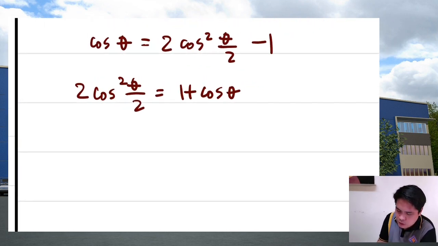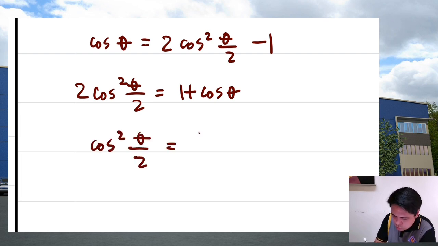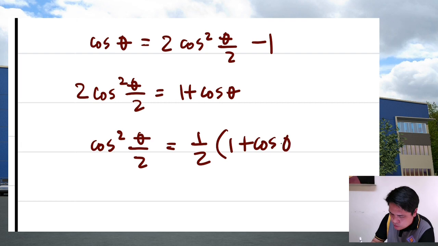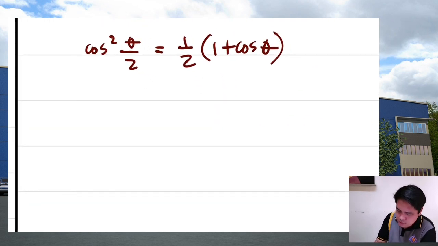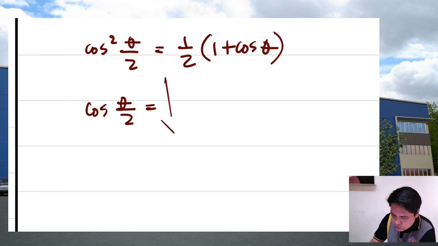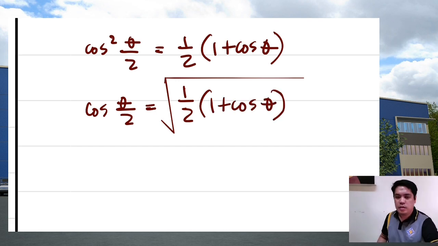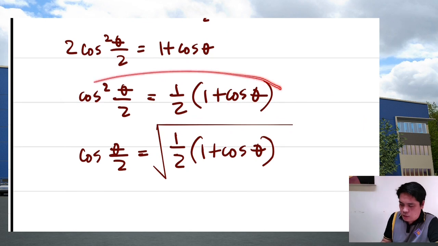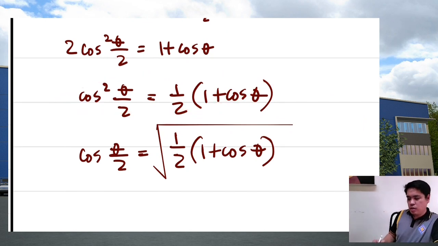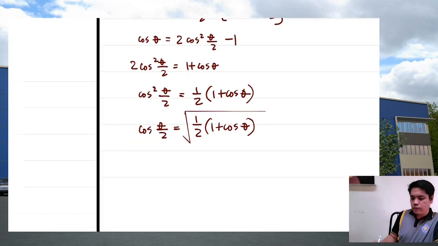Then akong gi-flip or flinip ko. Okay? Now, cosine squared theta over 2 is equal to 1/2 of 1 plus cosine theta. So, extracting the square root of both sides, you'll have cosine theta over 2 that's equal to the square root of 1/2 of 1 plus cosine theta. Okay? Actually, ito siya, you can use this as power reduction identity. Ito yung half angle identity.